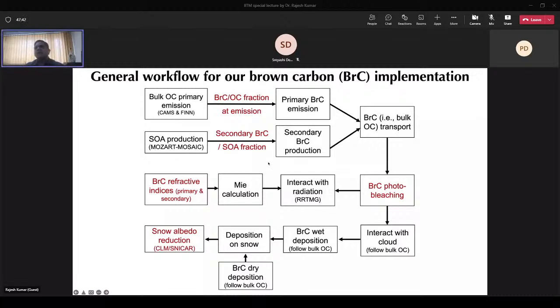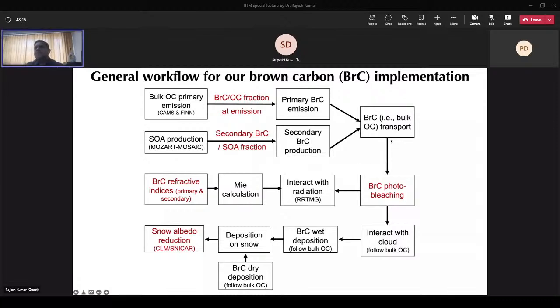We also need brown carbon to interact with the radiation. So the radiative properties of brown carbon, especially both the real and imaginary parts of the refractive indices, we have taken from the literature. So we took all the values and then did a best fit. And there are different refractive indices for the primary and secondary brown carbon, which means that we have to treat their absorption differently. And these then go into the Mie calculation and interaction with the radiation routine.